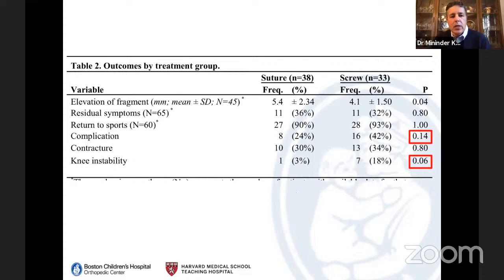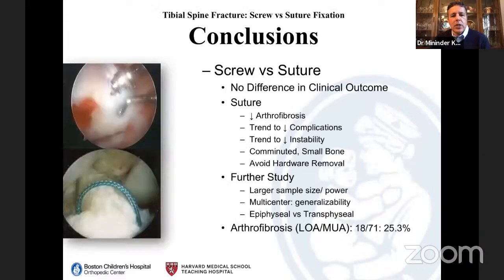And so there was an increased rate trend to complications in screw fixation compared to suture fixation. This was mostly hardware removal, and there was an increased trend to knee instability in the screw fixation. So we found, using functional outcome scores and return to sports, no difference in clinical outcomes, but suture fixation had important trends to decreased rates of arthrofibrosis, complications, particularly hardware removal, and decreased rates of subsequent instability.